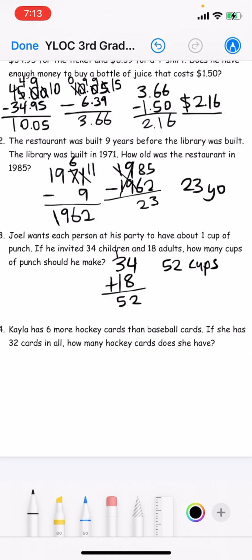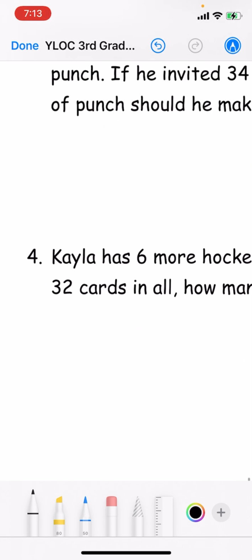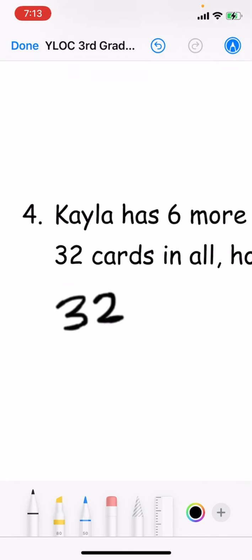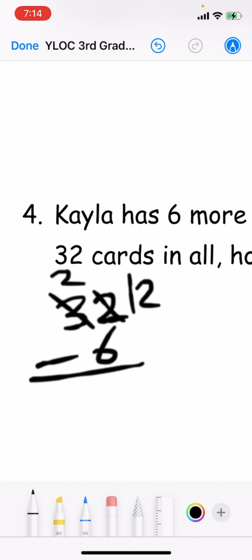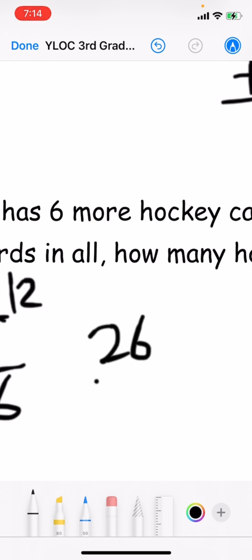For number 4, Kaylee has 6 more hockey cards than baseball cards. If she has 32 cards in all, how many hockey cards does she have? So we subtract 32 minus 6. 3 becomes 2, 2 becomes 12. 12 minus 6 is 6, and then we bring down 2. And then we divide 26 divided by 2.